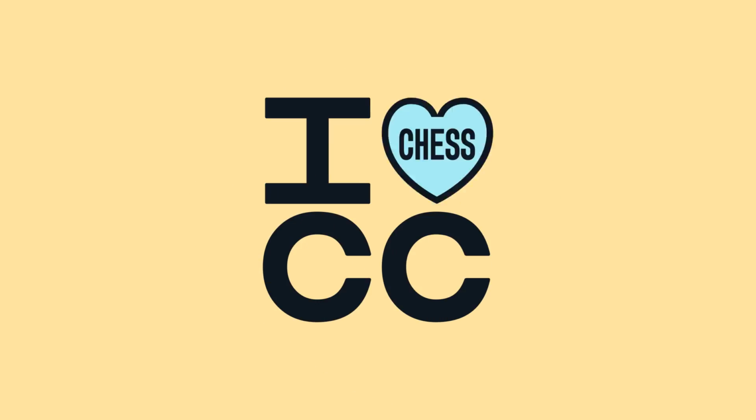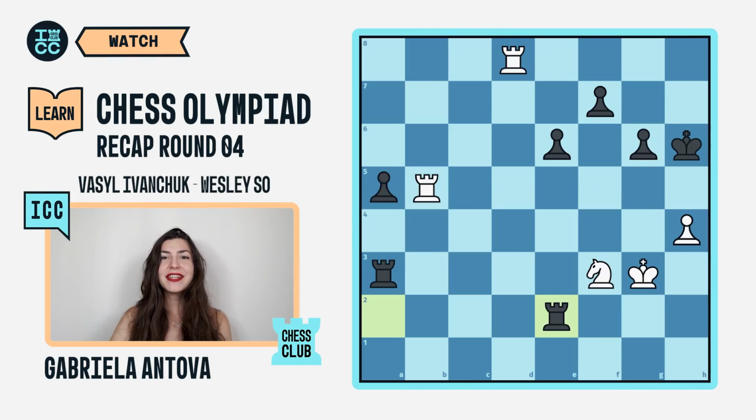Let's go see some game highlights. In the first game from the open section we're going to take a look at, we will have a sneak peek into the USA versus Ukraine match. Here as white, we have Ukrainian legend Vasyl Ivanchuk, who is taking on Wesley, the American star.